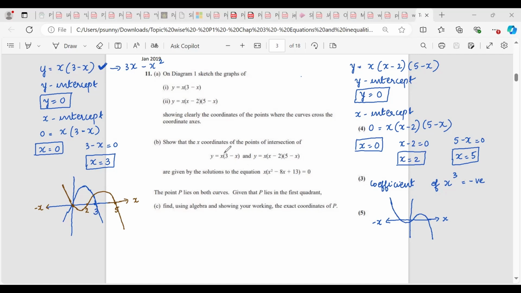Now, we need to prove, show that the x coordinates of the point of intersection of y is equal to x into 3 minus x and y is equal to x into x minus 2 into 5 minus x are given by the solution to the equation x square minus 8x plus 13 is equal to 0.